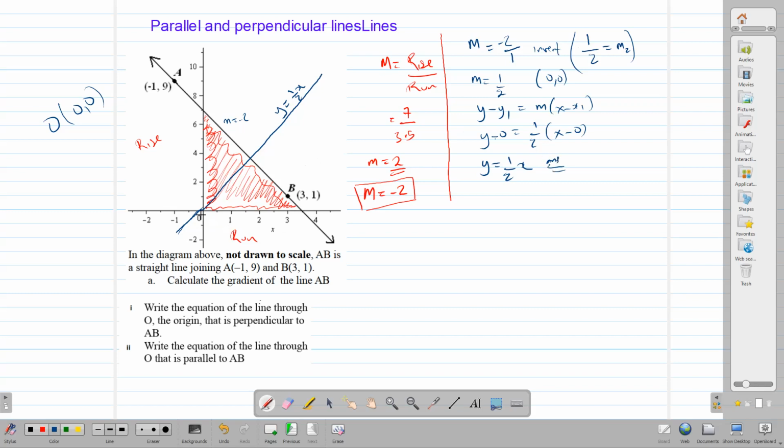passing through the origin and perpendicular to that. And perpendicular, as you probably remember, means to meet at right angles.